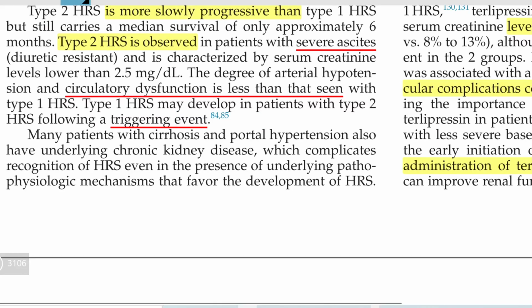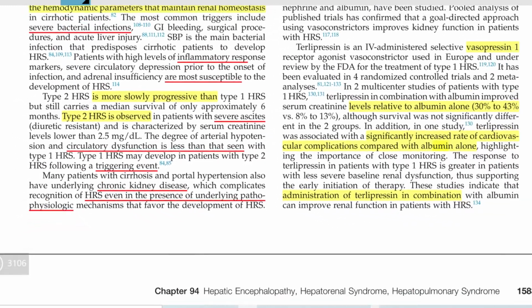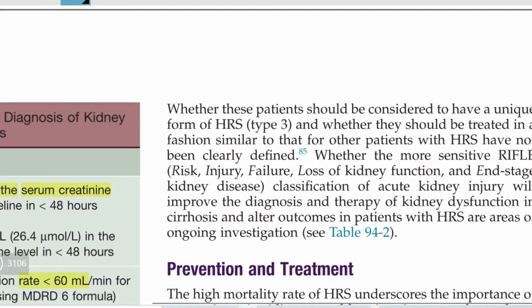Type 1 HRS may develop in patients with type 2 HRS following a triggering event, and many patients with cirrhosis and portal hypertension also have underlying chronic kidney disease, which complicates the recognition of HRS even in the presence of underlying pathophysiological mechanisms that favor its development. Whether these patients should be considered to have a unique form of HRS, like type 3, or should be treated in the same fashion as other patients with HRS has not been clearly defined. Whether the more sensitive RIFLE criteria classification of AKI will improve the diagnosis and therapy of kidney dysfunction in cirrhosis is an area of ongoing investigation.